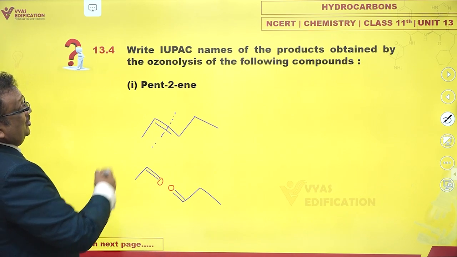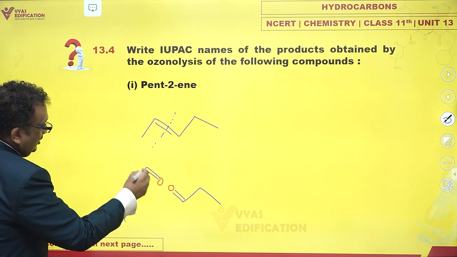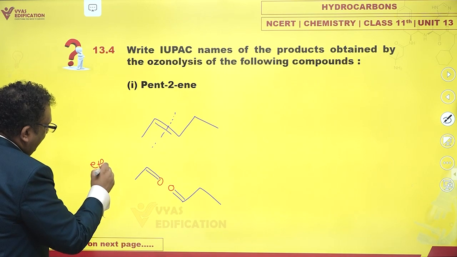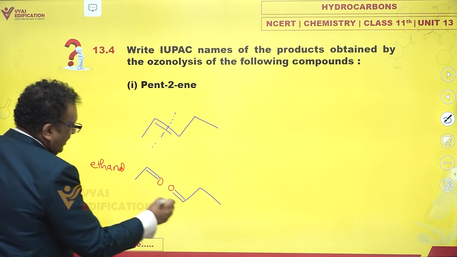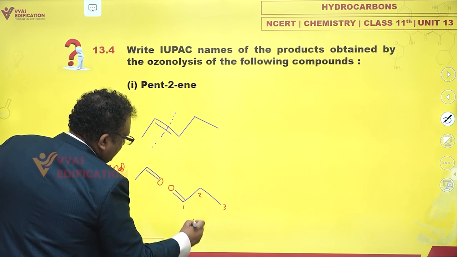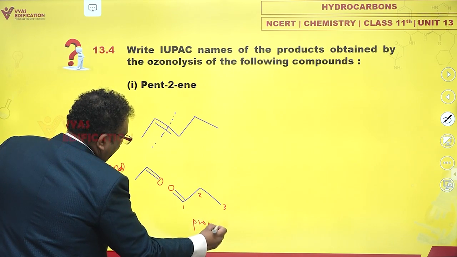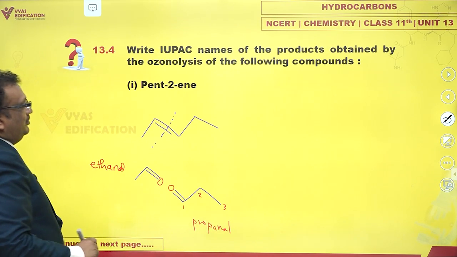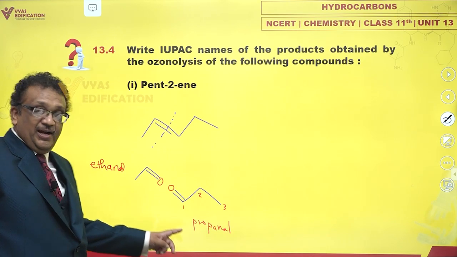What is this? You have to write the IUPAC name. So this is 1, 2, this is ethanal. And 1, 2, 3, so this is propanal. Ethanal and propanal.